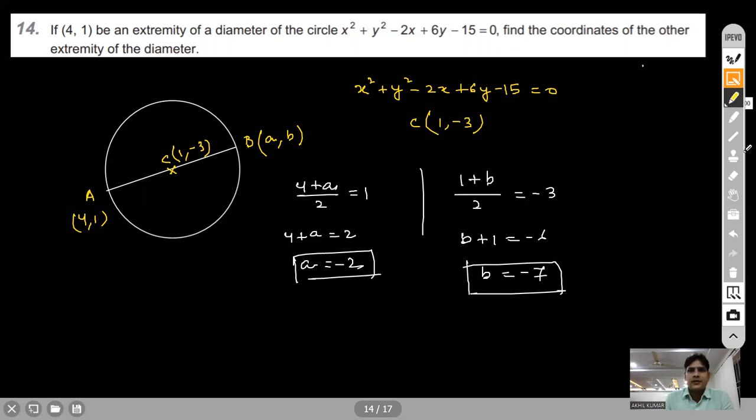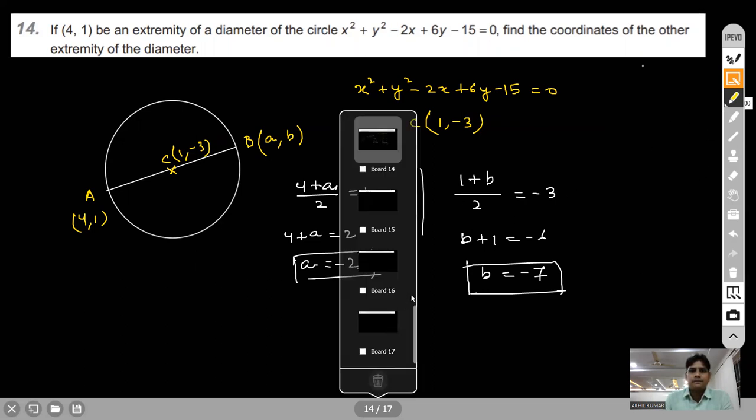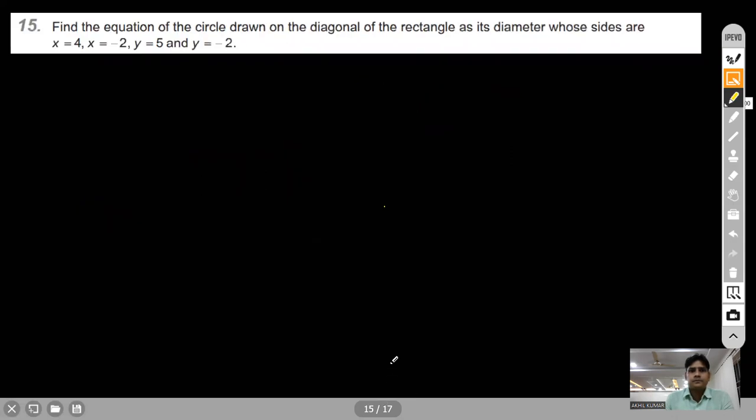So let's move to the next question. Question number 15. It is saying, find the equation of the circle drawn on the diagonal of the rectangle as its diameter, whose sides are x = 4, x = -2, y = 5, and y = -2. Okay, a similar type of question we have done in this exercise only, I think, in MCQ. But anyhow, here we are not having options. We will do it once again, not an issue.